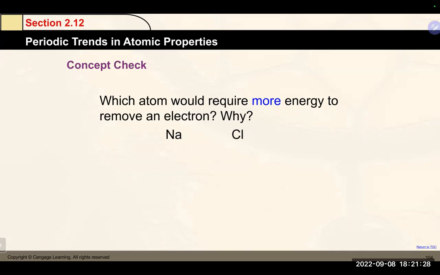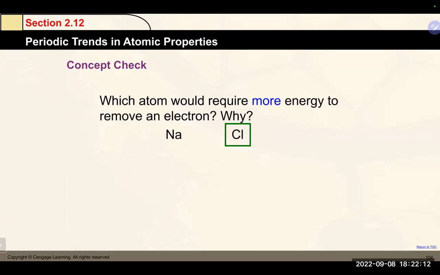All right, so let's take a look at this. Which atom would require more energy to remove an electron, sodium or chlorine? Sodium's on the left. Chlorine's in the exact same period, going across. So chlorine's further to the right of the periodic table, which means its ionization energy should be larger. And because it has a larger ionization energy, it's going to take more energy to remove an electron. So I would go with chlorine on that one. That would be the right answer there.